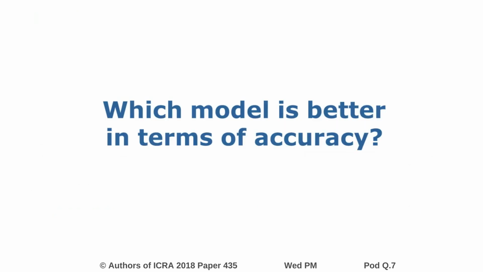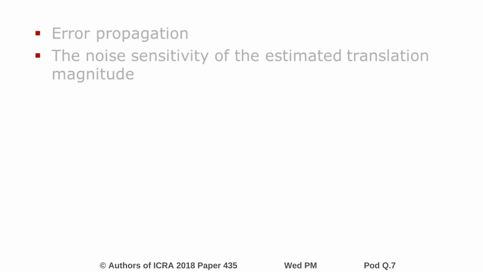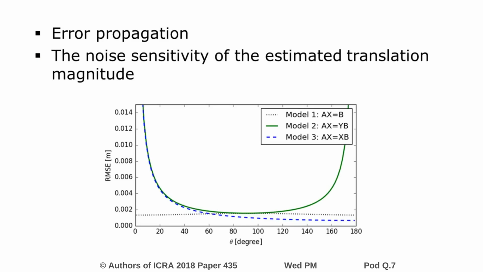Now the question is, among the 3 models, which one is more accurate? To answer this, we utilize a statistic technique called error propagation to investigate the noise sensitivity of the estimated translation magnitude for each model. As a result, we can analytically compare their calibration accuracy.